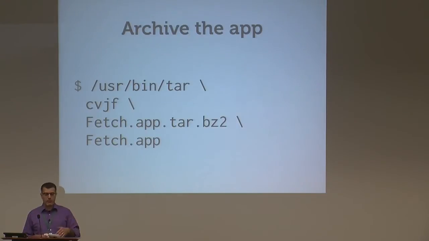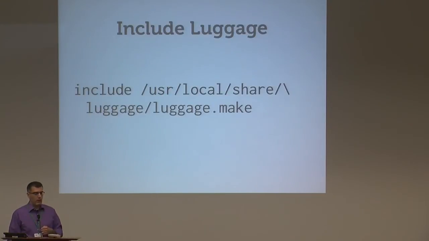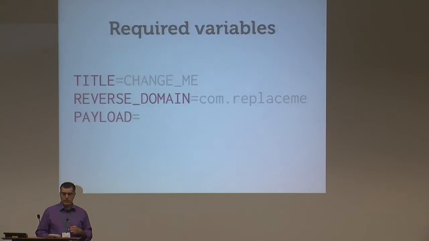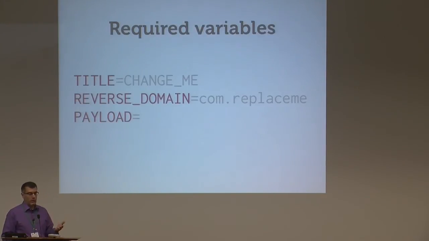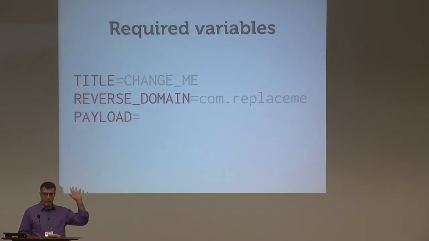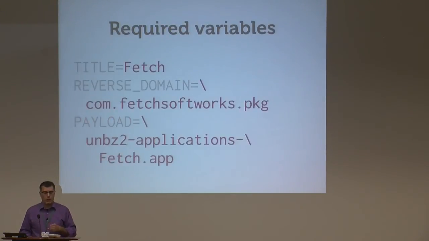So we don't want to get scared off by this, because there are some alternatives to using tar that I'll talk about later, but this is the one that originally came along with the luggage. So we must then include the luggage makefile. The shared makefile includes definitions that we'll use and build upon later, and we'll use them either directly or as building blocks. So this is just like we saw in the automated example with app-to-luggage. Then we define some variables. We need a title, like we saw before, a reverse domain, and a payload. So right now everything's kind of blank and boilerplate. If we fill in those examples from fetch, we get this.